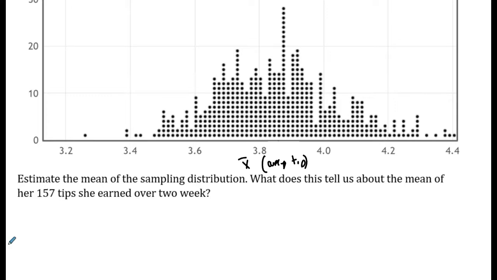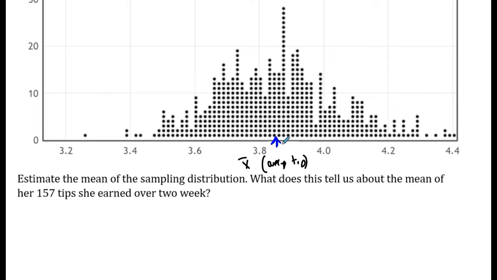So the first thing I want you to do is estimate the mean of the sampling distribution. I'm estimating the mean of all of my sample means here. What does that tell me about the mean? So if I was to estimate the mean, I'm looking for the center of this distribution. I'm going to say it's about right there.